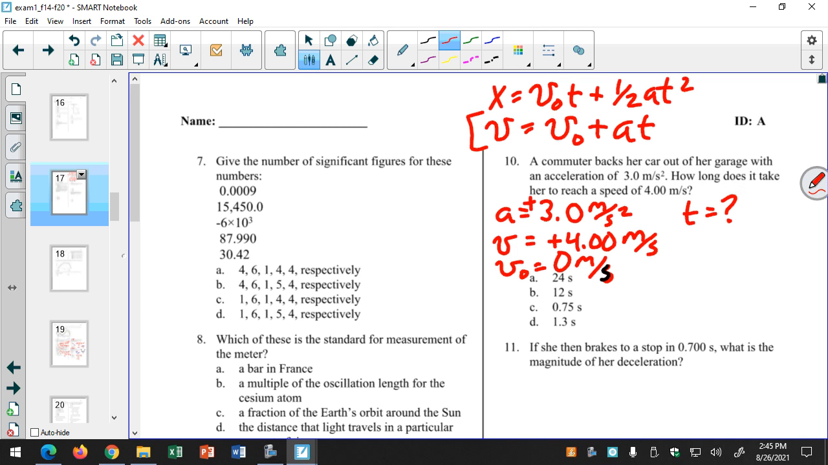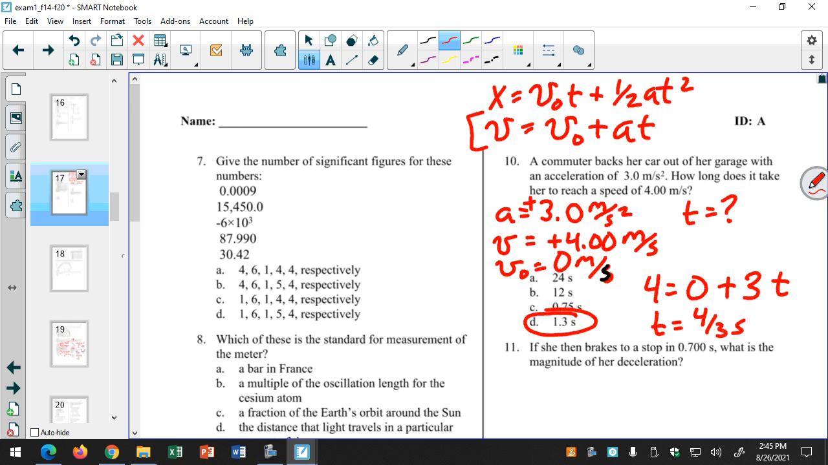So I have 4 equals 0 plus 3 times t. And I'm solving this for t. T then is equal to 4/3 seconds, or 1.3 seconds.